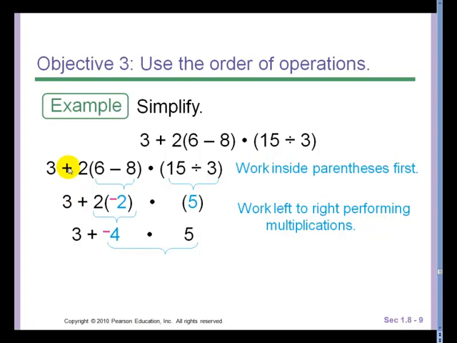The 3 gets copied down, as does the plus and the 2. 6 minus 8 is negative 2. We haven't dealt with this multiplication yet. And then 15 divided by 3 is 5.